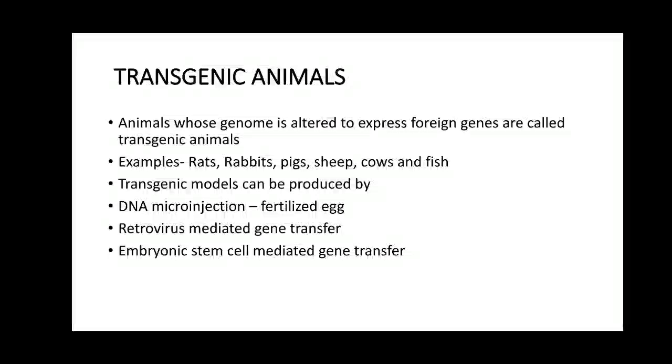So these are the animals whose genome is altered to express or possess foreign genes, which is going to produce the desired product or the desired function in these animals, known as transgenic animals, right? Such as rabbits, rats, pigs, sheep, cow, fish. There are different types of animals which are genetically modified, known as transgenic animals. So transgenic mice is present, rabbits is present, sheep, cows. These are some of the transgenic animals.